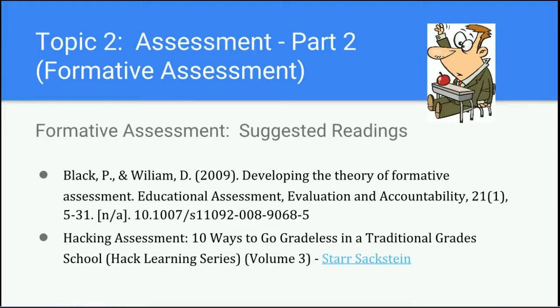As far as suggested readings, I obviously had to go with Black and William as one of the options because they've done so much research on formative assessment and the power of formative assessment. This 2009 article that I've referenced here is an update to their 1998 research. So it's a good place if you just want a snapshot of their original research and how it's evolved in the years in between. The Hacking Assessment, 10 Ways to Go Gradeless in a Traditional Grade School by Star Sackstein is a really good collection of immediately applicable formative assessment strategies. You can pick it up, read it, and try something right away.